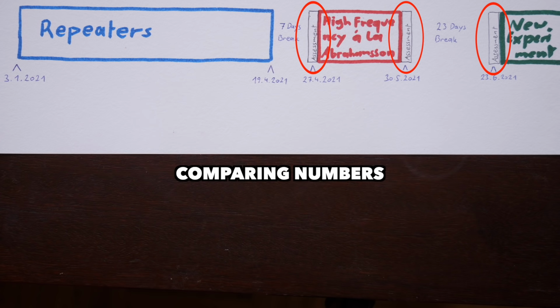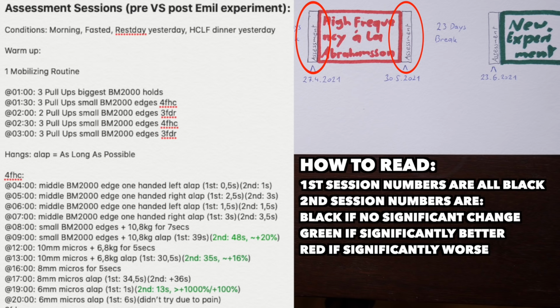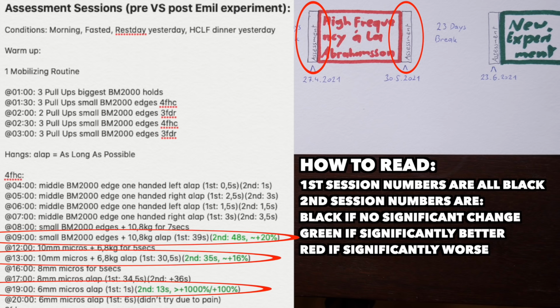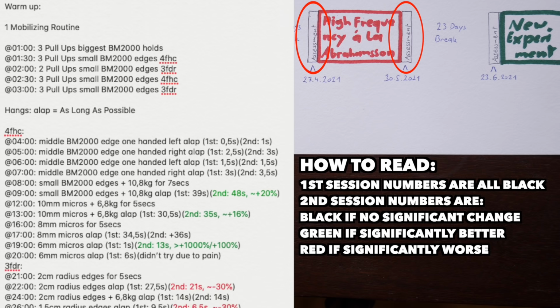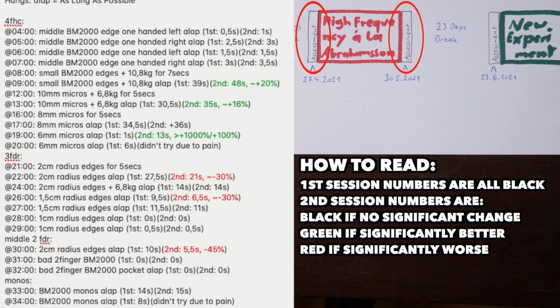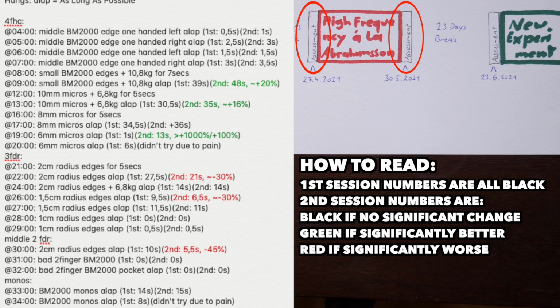When comparing assessments 1 and 2, pre and post high frequency experiment, what jumps to the eye is significant gains on the 4 fingers half crimp, especially on very small edges, which would make sense as I incorporated these holds into my routine. The 3 finger drag seems to have developed into the opposite direction though. Numbers got significantly worse, especially on bigger holds, although I incorporated this grip type and these holds into my routine as well.